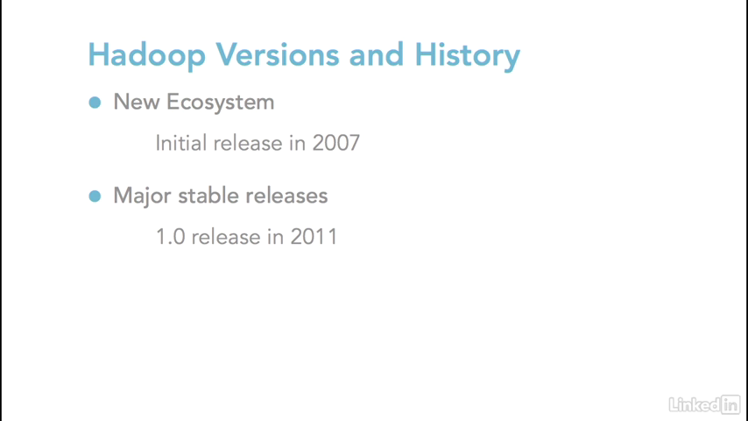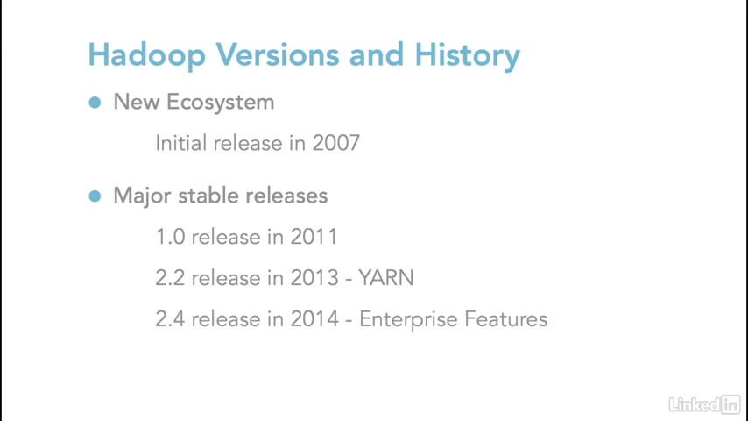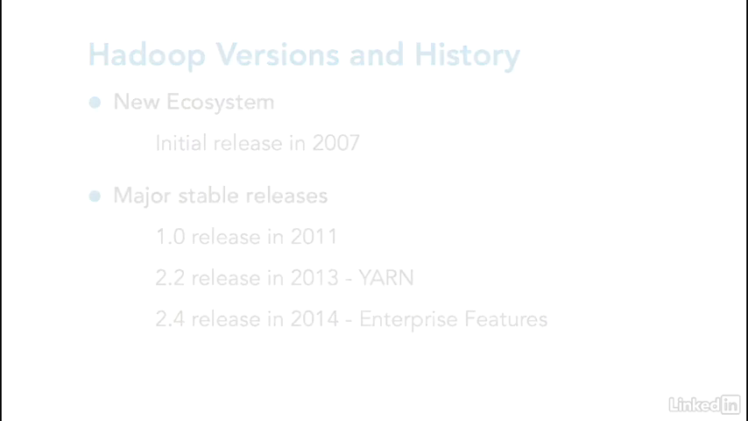The most major releases were in 2013, release 2.2, where MapReduce 2, YARN, yet another resource negotiator, was introduced, and 2.4 a year later, in the middle of 2014, where a number of important and asked-for enterprise features, such as rolling updates, ACLs, or access control lists for security, full support for HTTPS, and automatic failover, were released in the stable release for the Hadoop ecosystem.